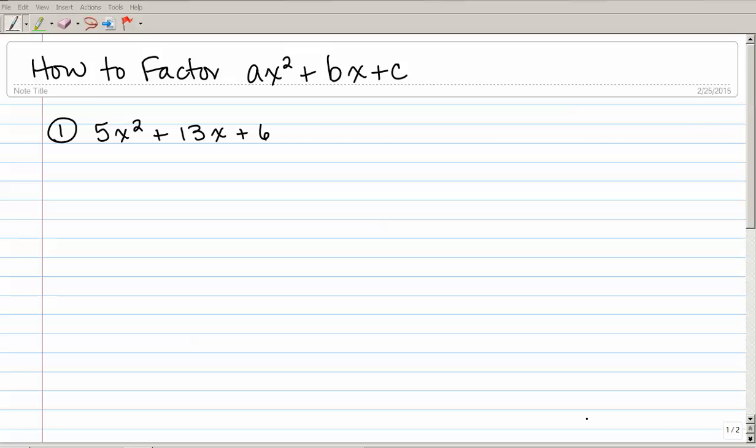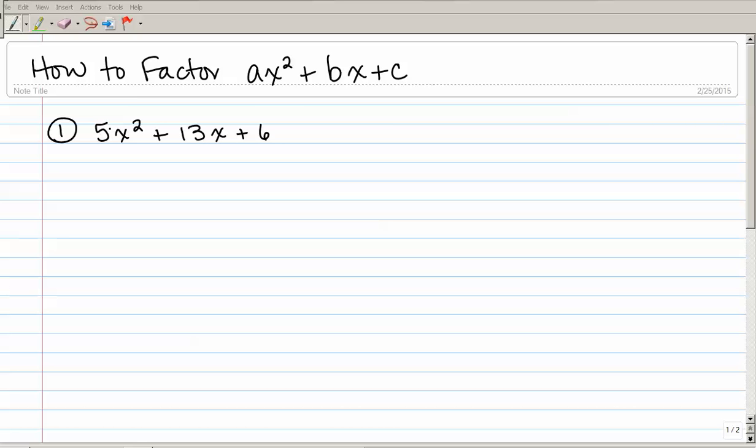Here's how to factor a trinomial in the form of ax squared plus bx plus c. Notice that this time our trinomial has a number other than 1 in front of x squared. So our first example is 5x squared plus 13x plus 6.